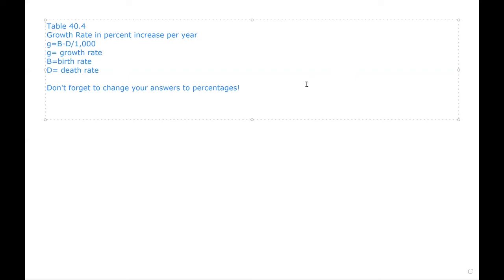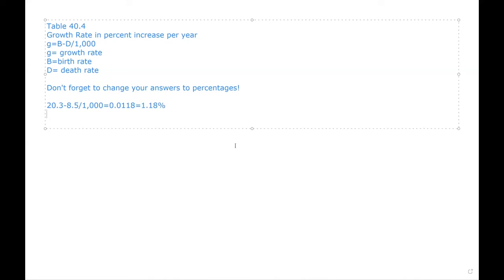Let's use the example of the data for the whole world. So B, our birth rate, is going to be 20.3, and we subtract the death rate, D, which is 8.5. Divide that by 1,000, 0.0118. And then we're going to multiply that by 100 to give us a percentage, and that's 1.18%. So I'll start the next one.